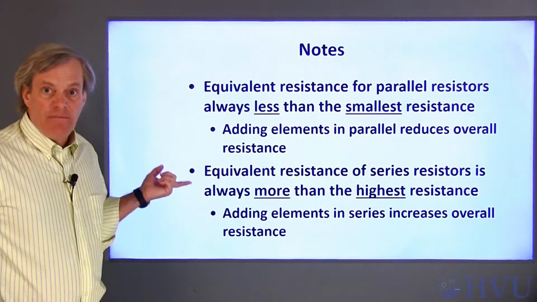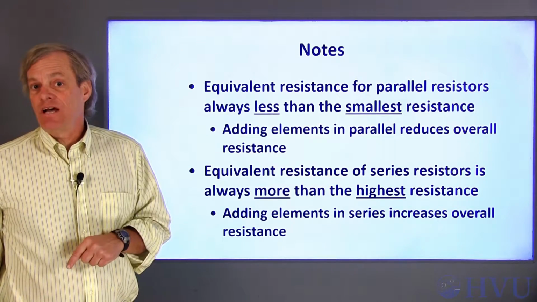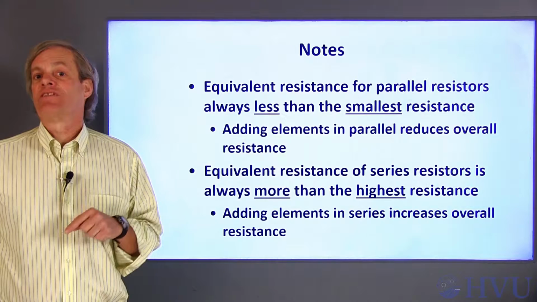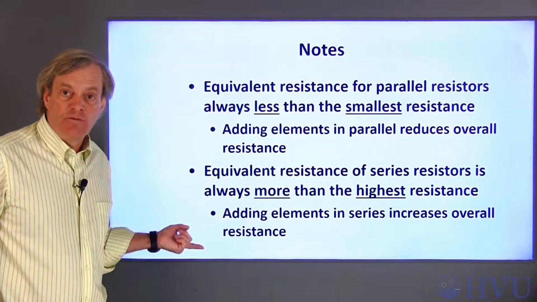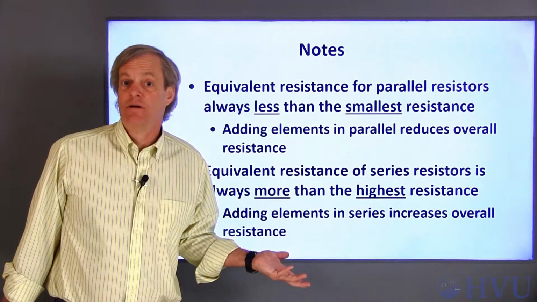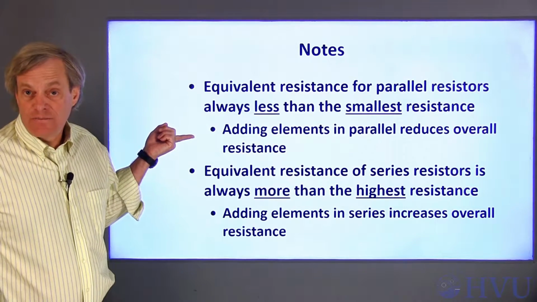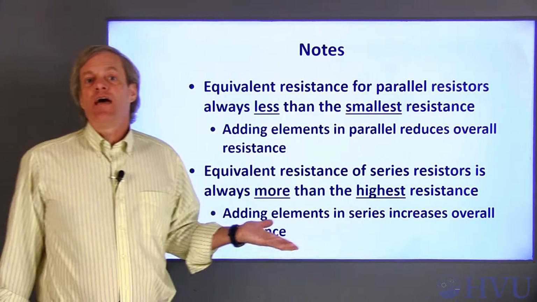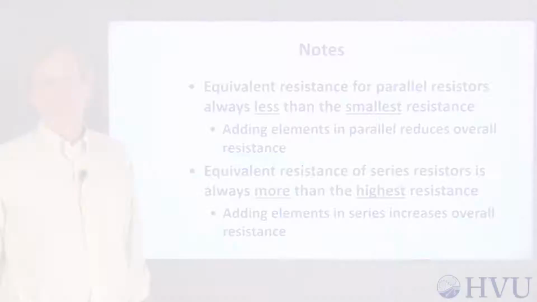For series combinations, however, that trend reverses. The equivalent resistance of a series combination will always be larger than the highest resistance value in the combination. Adding additional resistors to a series combination increases the equivalent resistance. It's always a good idea to take a look at the results of a calculation with these expectations in mind. It can help you catch a lot of silly mistakes that arise from incorrect calculations.